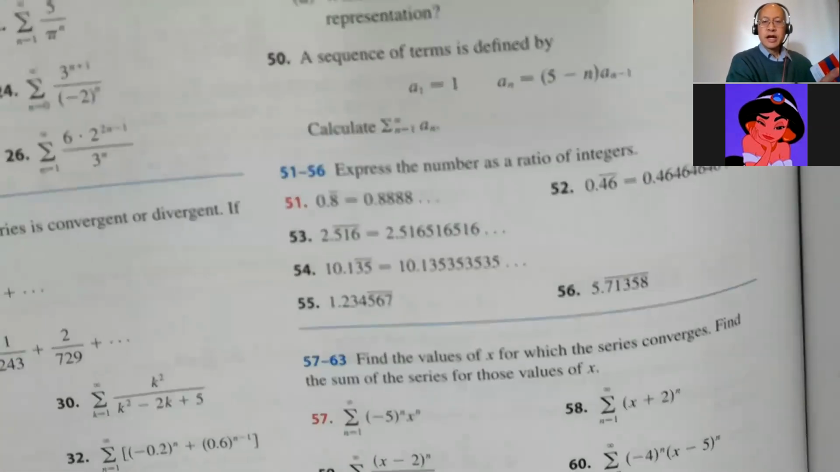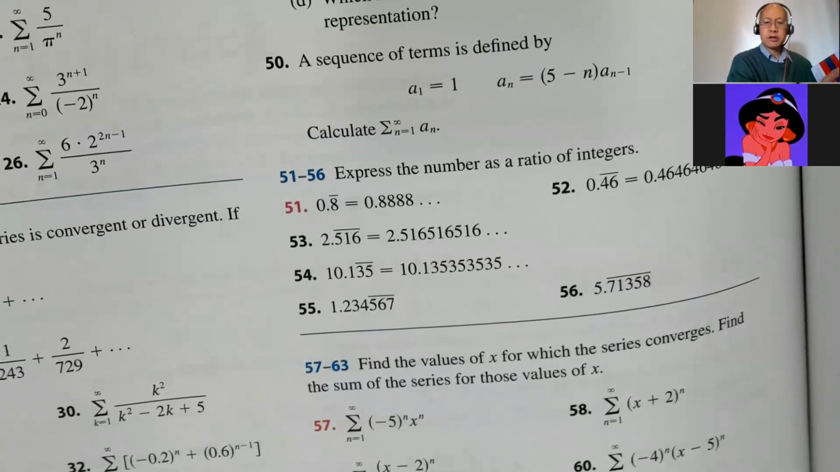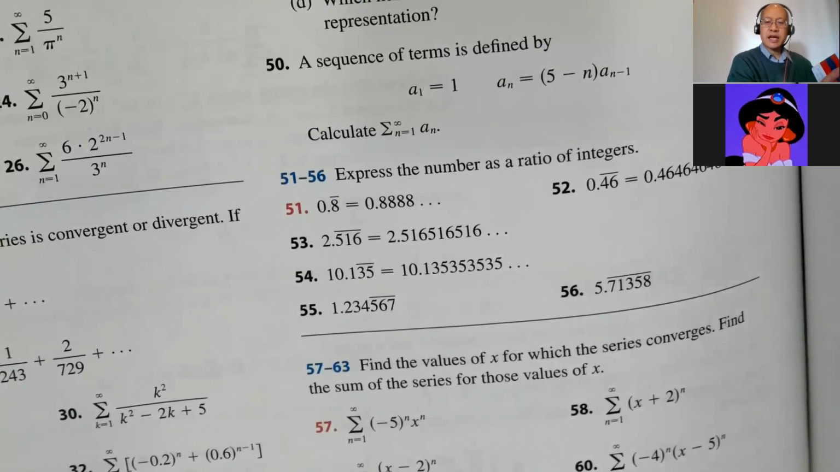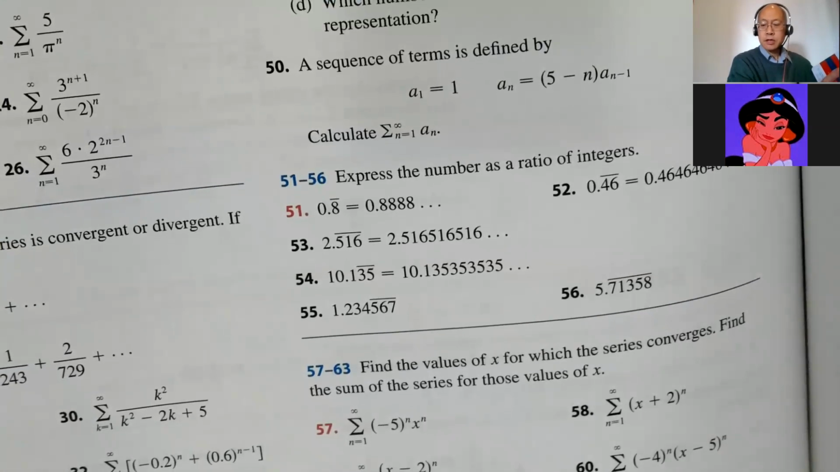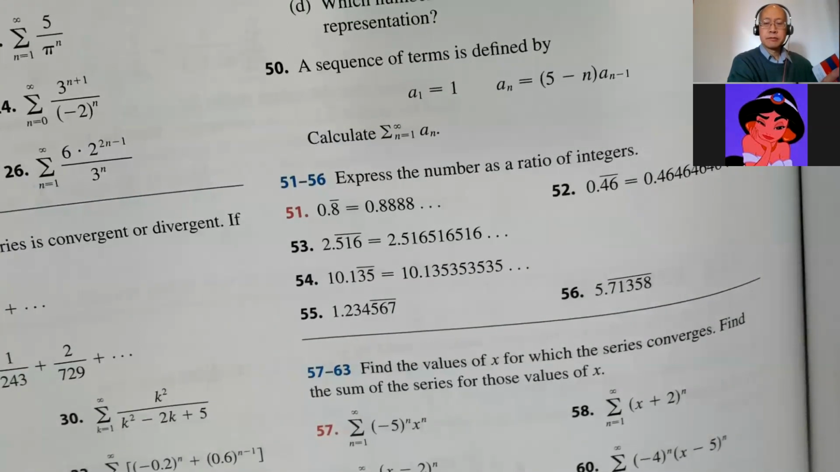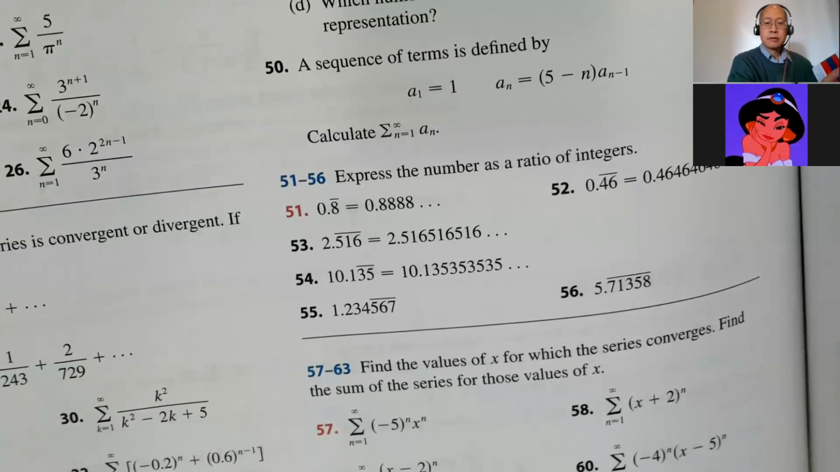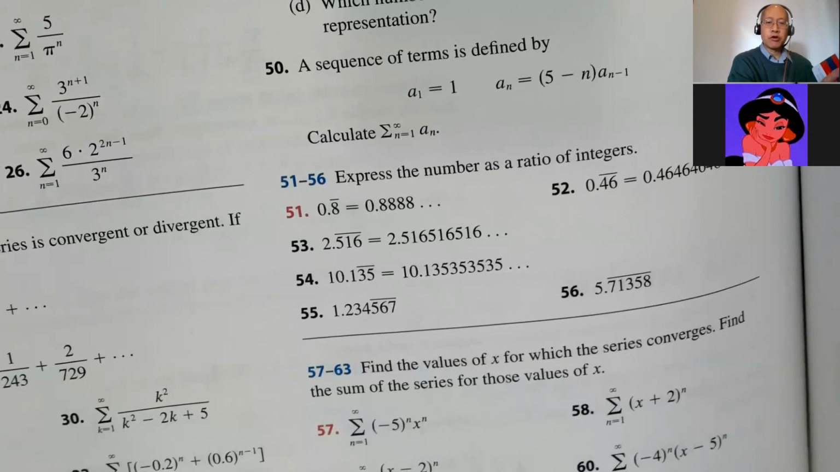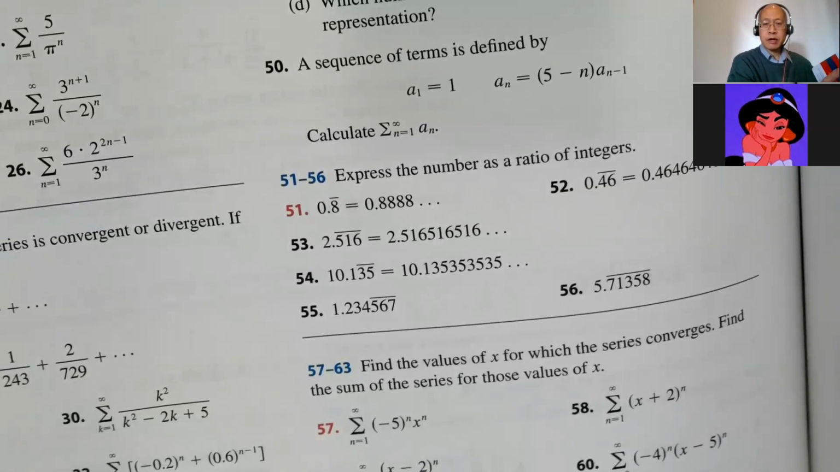Like 51 and on, express the number as a ratio of integers. Okay, you are given a repeating decimal. How do I change a repeating decimal into a fraction? Now, you may have learned techniques for this before. Do it the way we're showing you in class now, because we're learning about infinite geometric series.